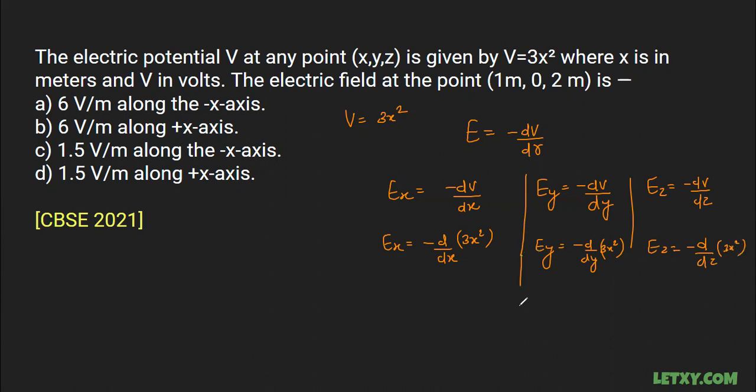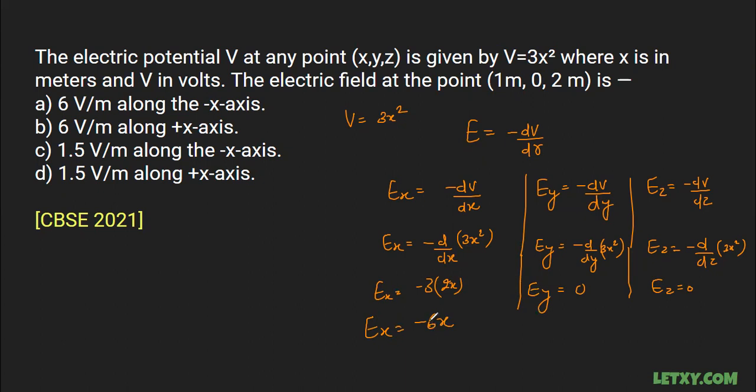I hope you can see very well that we have to differentiate 3x square with respect to z. As you can see, 3x square is a pure constant. It doesn't depend on z. So Ez must be coming out to be 0. In a similar way, Ey is also 0. But Ex is not 0, because 3 can be taken out as a constant, and the differentiation of x square is 2x. You know that, right? So Ex equals minus 6x.